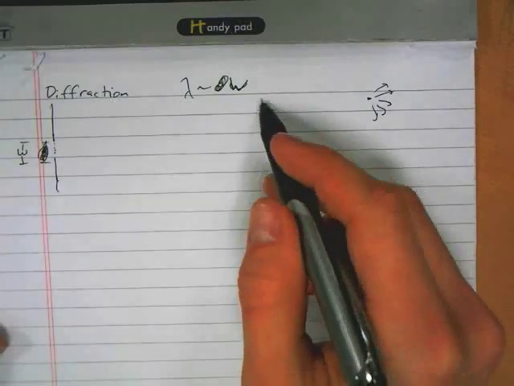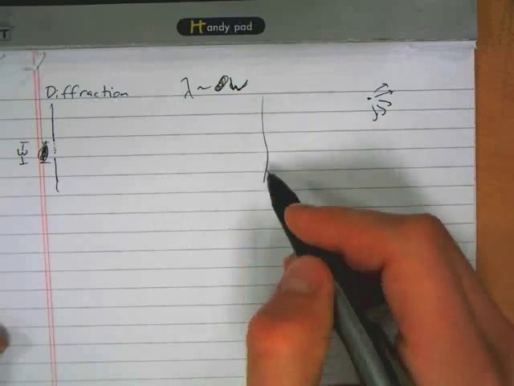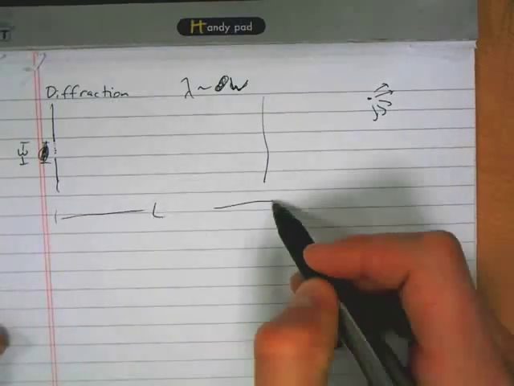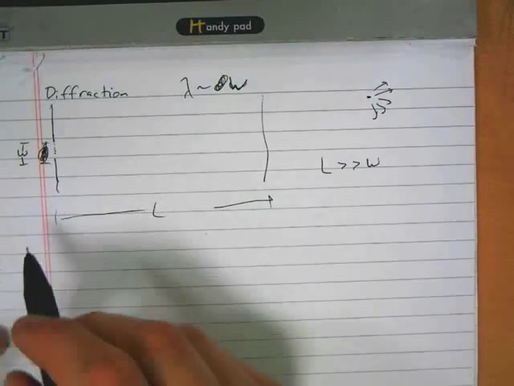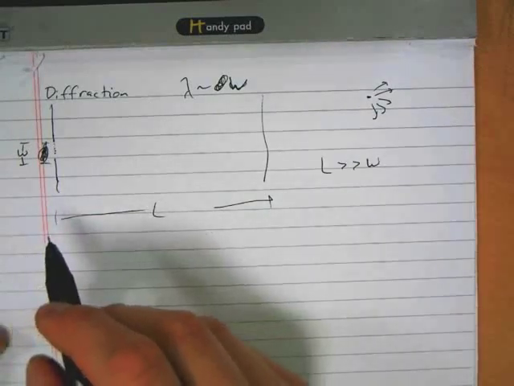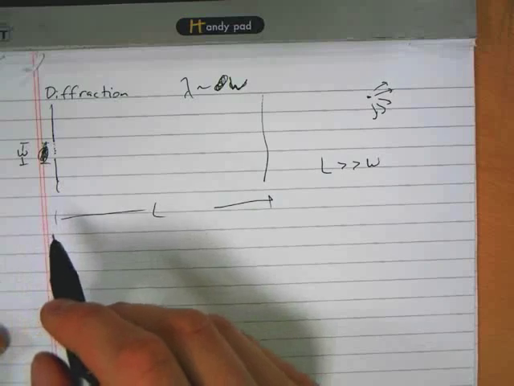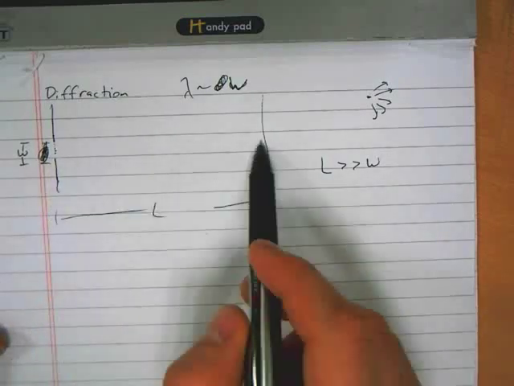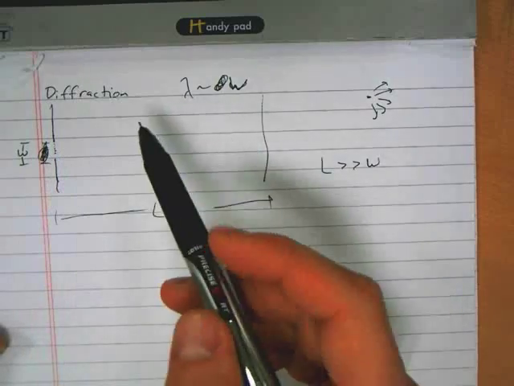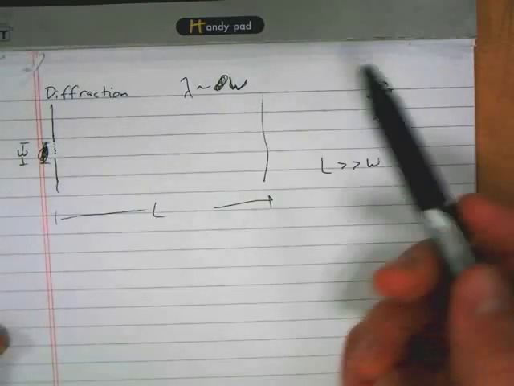So again, we're making the assumption that the distance of this screen is much larger than the width of the slit. Now, obviously for theta equals 0, there's constructive interference. If everything's going straight in, they're all going to be in phase.